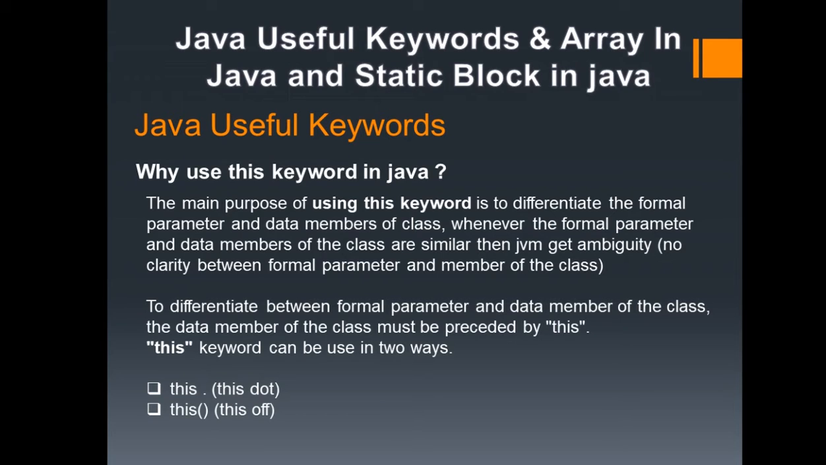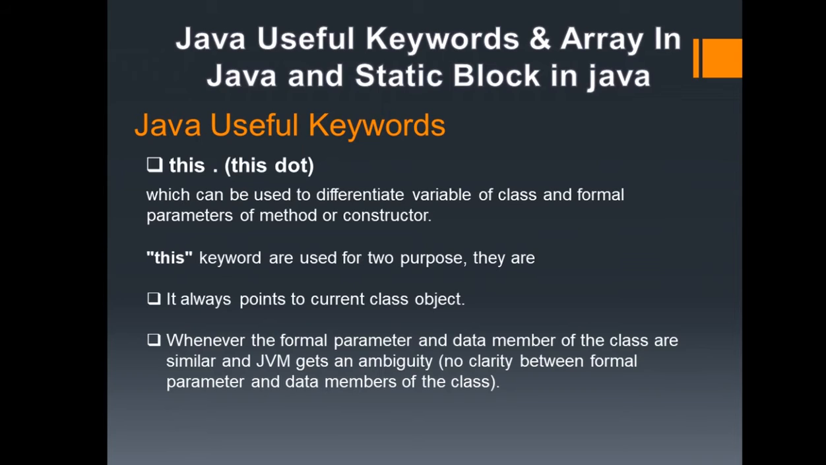Why use this keyword in Java? The main purpose of using this keyword is to differentiate the formal parameters and data members of a class. Whenever the formal parameters and data members of the class are similar, then the JVM gets ambiguity, no clarity between formal parameters and members of the class. To differentiate, the data members must be preceded by this. The this keyword can be used in two ways: this dot or this method.